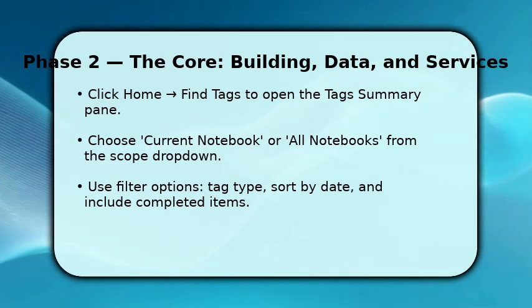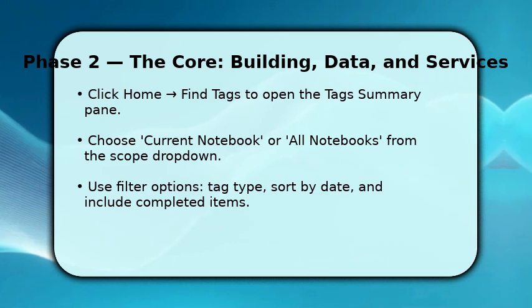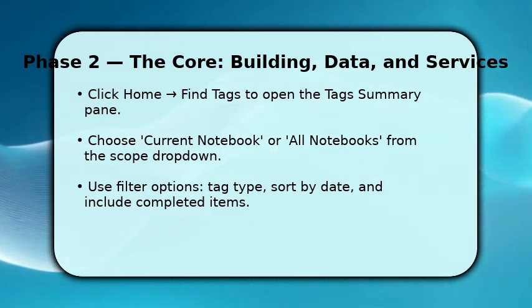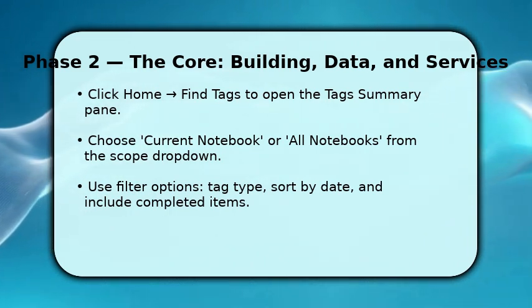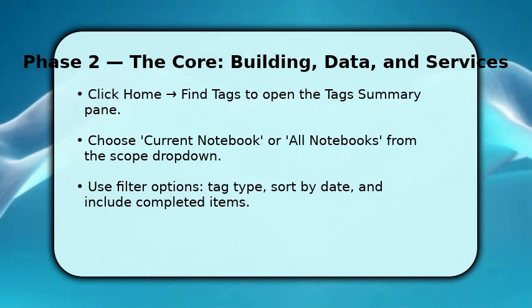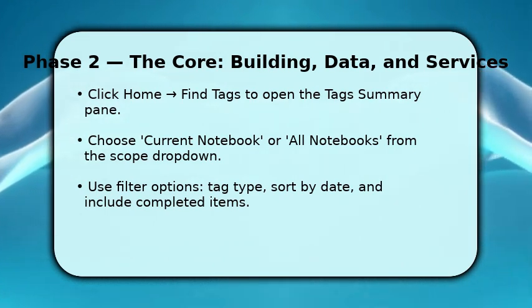That opens the Tag Summary pane on the right. You can narrow the scope immediately, select Current Section, Current Notebook, or All Notebooks depending on how broad you need it. Next, pick the tag types you want to include, because OneNote groups tags by label. Use the sort option to order by date or page title. Once done, click Create Summary Page to gather results into one page you can review and jump to.